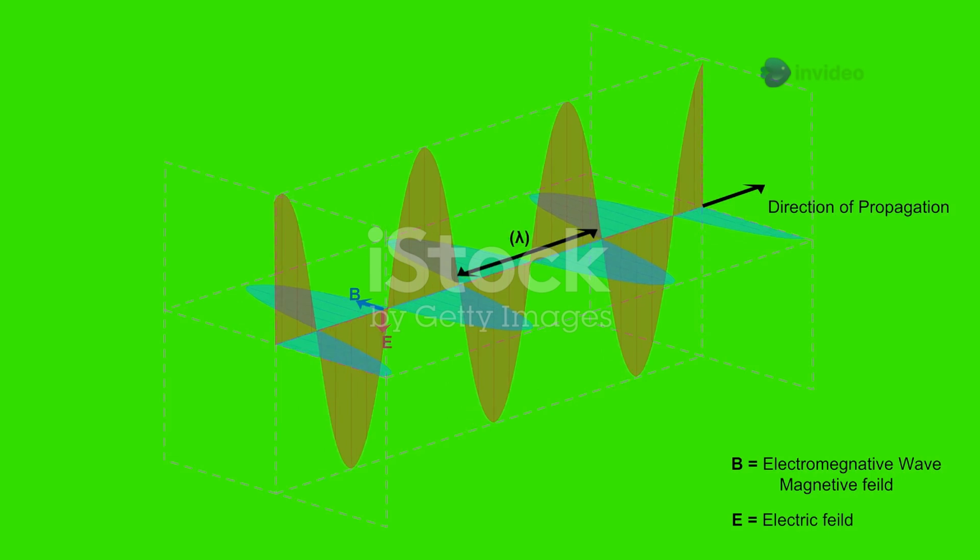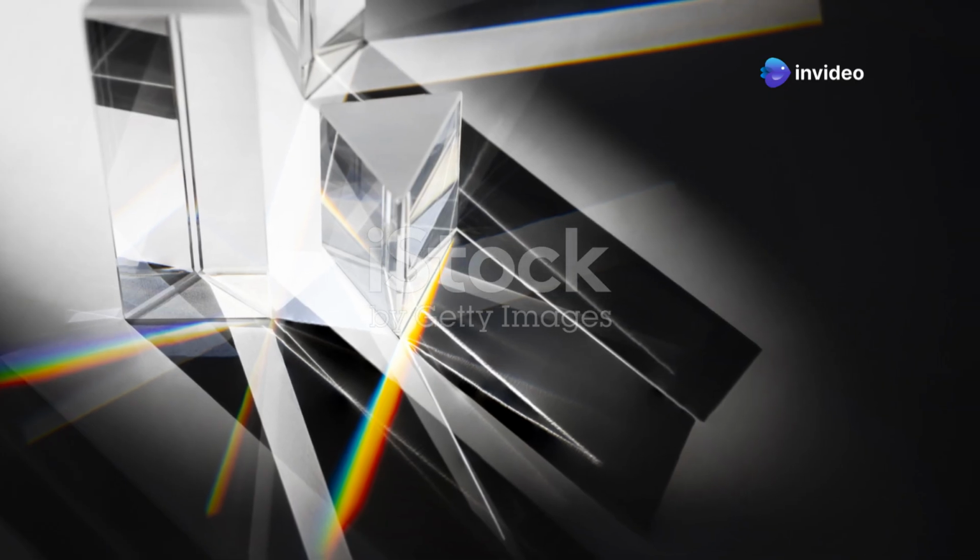Section 5. Light's true nature: waves of energy. Light is more than just rays, it also behaves as a wave. Understanding light's wave nature is crucial for explaining phenomena like interference, diffraction, and polarization.